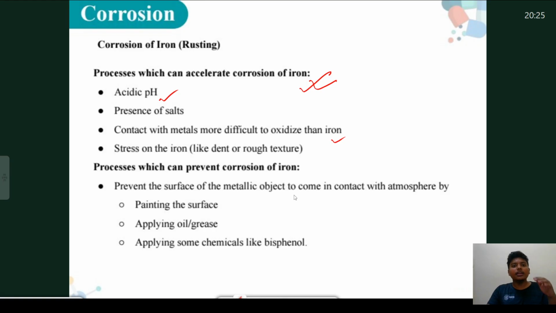How to prevent it? There are three types in your NCERT syllabus. One is called barrier protection. Either you give oil or grease, or you can paint. But the problem is that after the grease or paint is gone, rusting happens again. Like in your cycle chain, you give oil or grease regularly, otherwise it will get rusted.